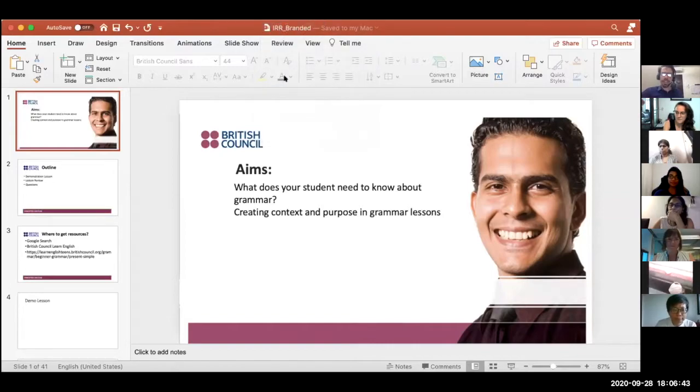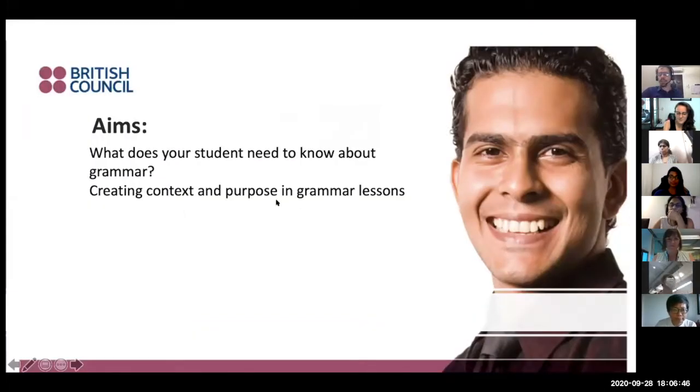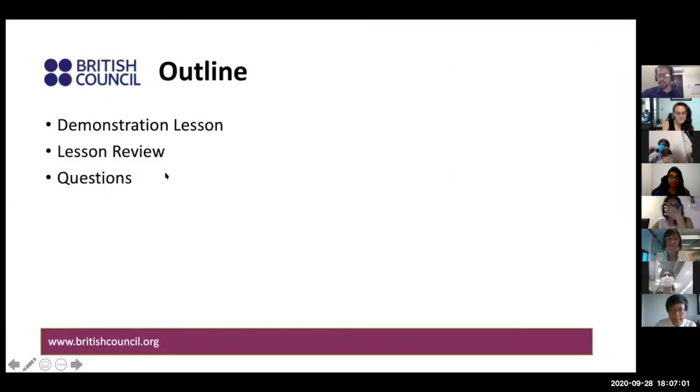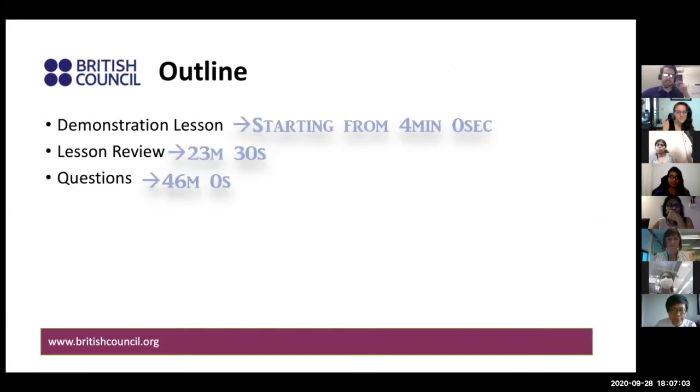So for today's session, the aims, as you know, we're talking about grammar. We want to talk about what your student needs to know about grammar, and we're looking at creating context and purpose in grammar lessons. So that's the aim. We're going to have a demonstration lesson, similar to previous sessions. Then we're going to have a lesson review where, depending on time, we will ask you questions or run through some ideas. And then there'll be a chance at the end for you to ask any questions.